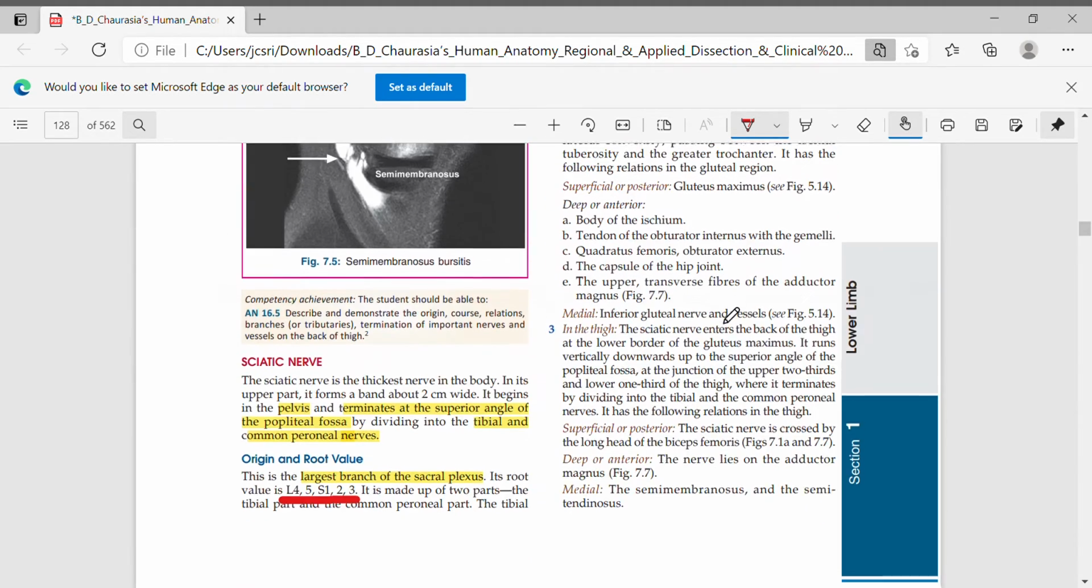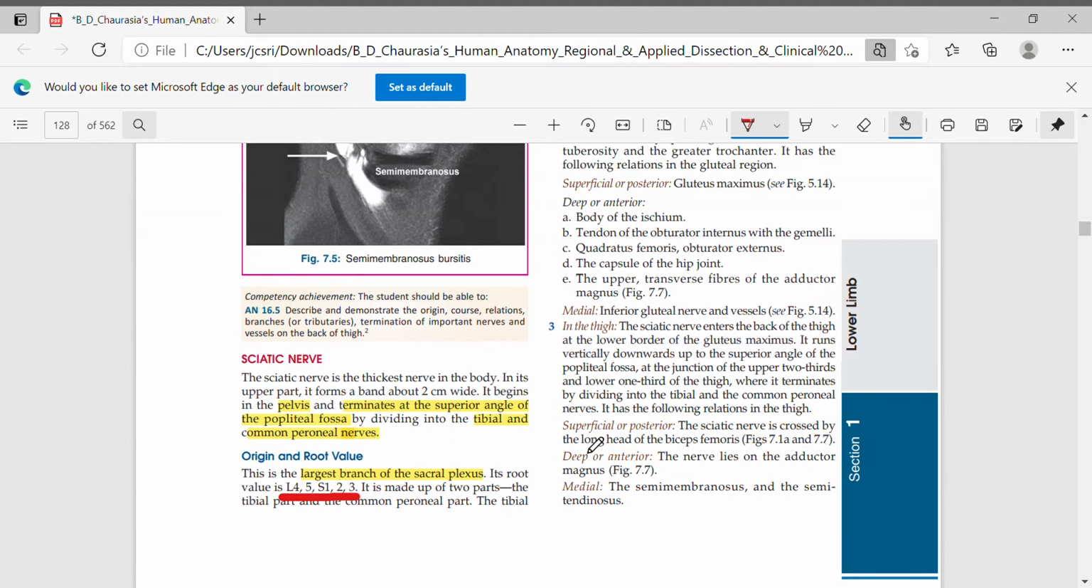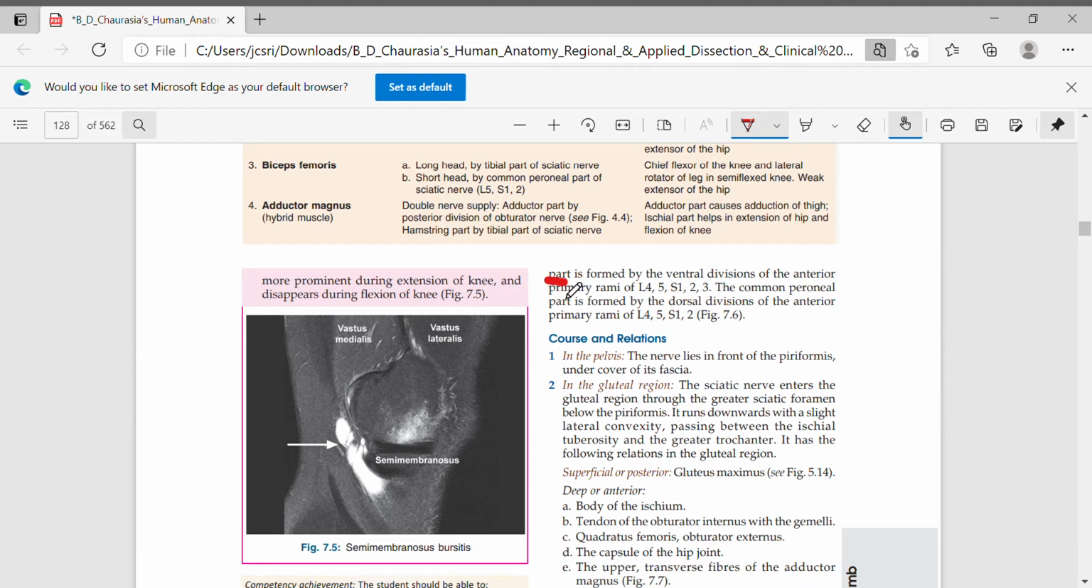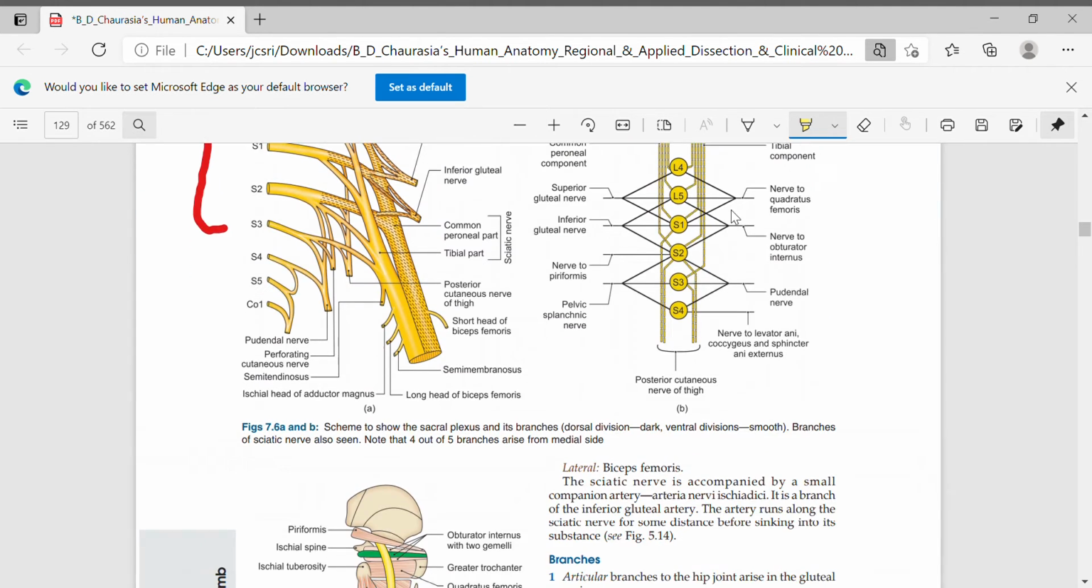Before going with that, you have two parts. The tibial part, as I told you, is formed from the ventral division of the anterior primary rami, whereas the common peroneal part is from the dorsal division of the anterior primary rami. That is important. And the tibial part has the full root value of the sciatic nerve, but it is one lesser in the case of the common peroneal nerve.